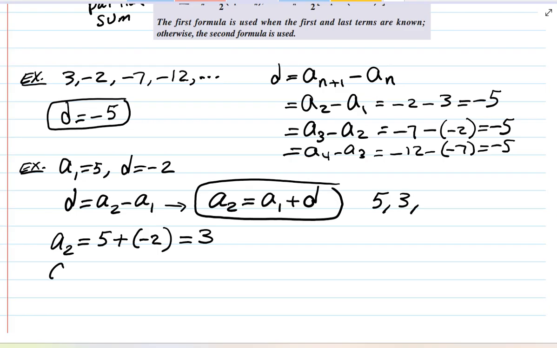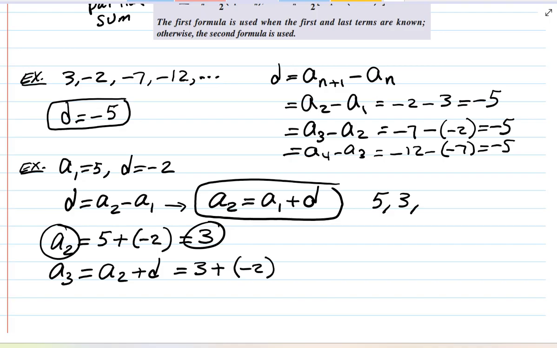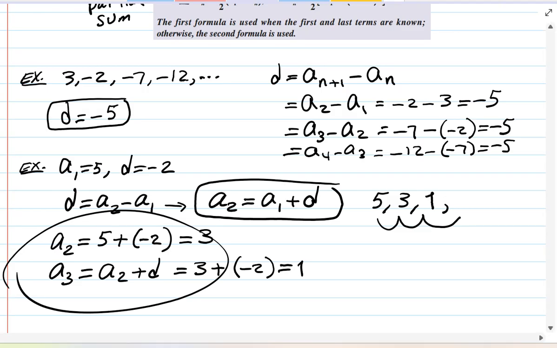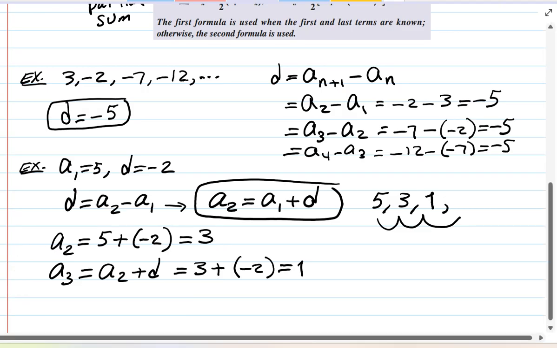How do I get the third term? Well, the third term is going to be the second term plus the common difference. The second term is 3 plus a common difference of -2, so you get 1. True? So this next one is 1. So you see how I'm going from term to term. In fact, for the next 2 terms, I don't need to write this formula again, do I?